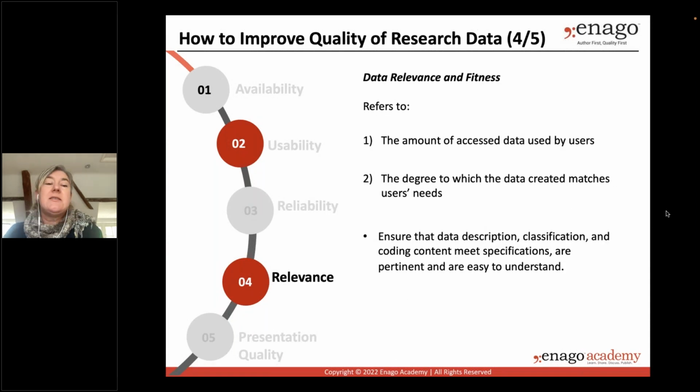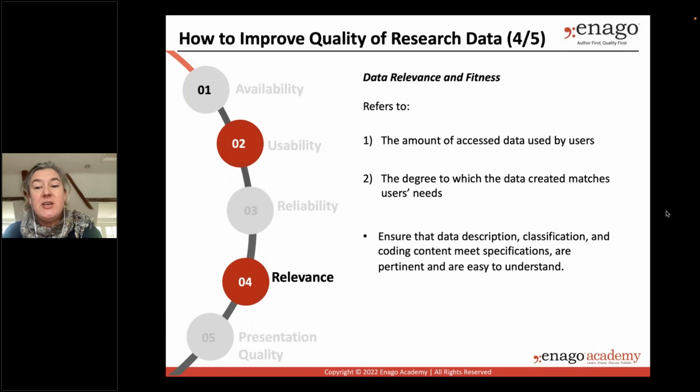So data relevance and fitness refers to the amount of access the data get from users, the relevance of the data, the degree to which the data matches the user's needs. So again, thinking about where you're pushing the data, how you're describing the data, and making sure that that's really accurate to what the data are going to be showing, or the data uses that could potentially be provided.